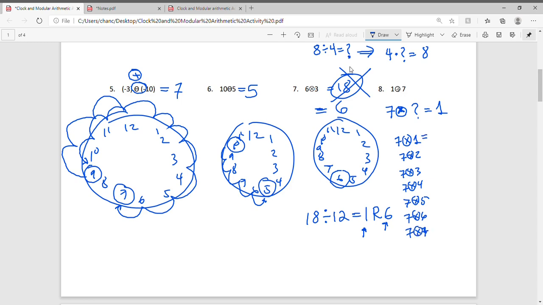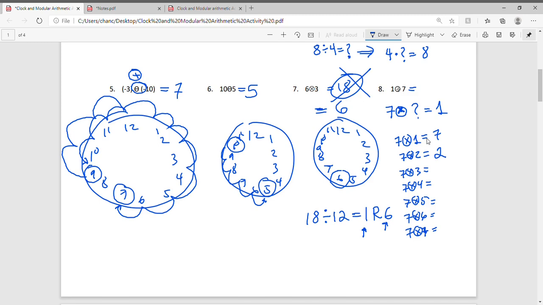But remember, you can make our lives a lot easier if you think of this as a base 12 system. So what's 7 times 1? Well, that's 7. That is not our answer. What's 7 times 2? That's 14. But when I divide it by 12, I get a remainder of 2. Again, think of the clock system as a base 12 system.